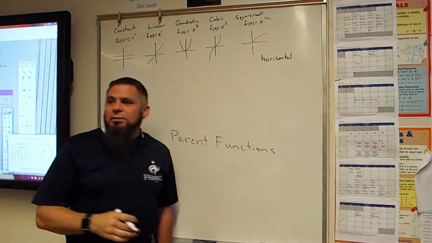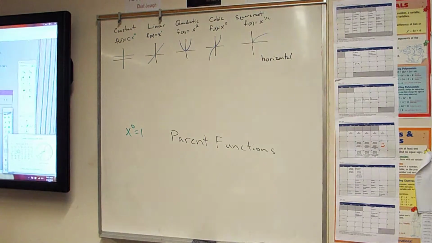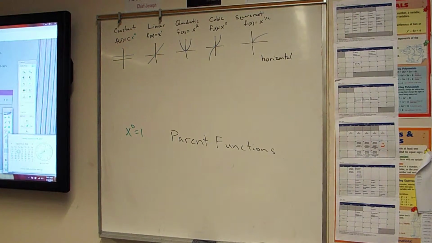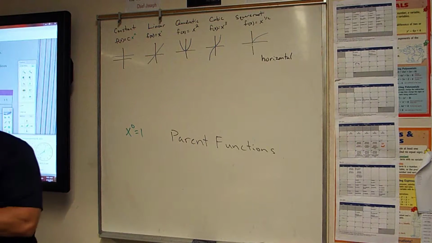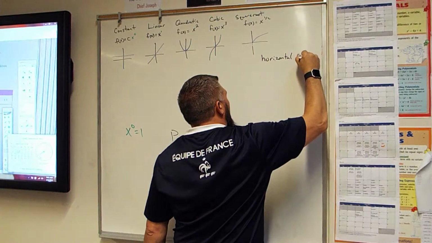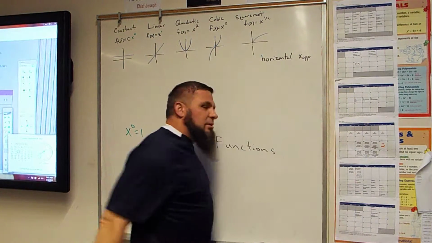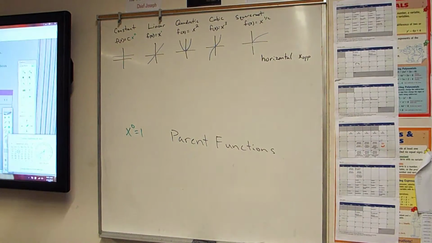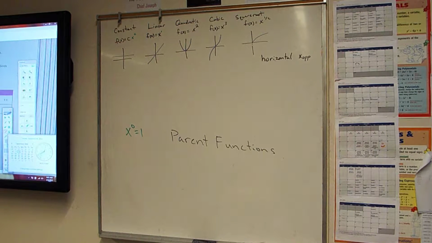What does that mean? When you see horizontal and it relates to a function, what does that mean? X what? X. OPP. That's right. Opposite. X's do the opposite in a function. When we're talking about functions, right? The X's do the opposite.